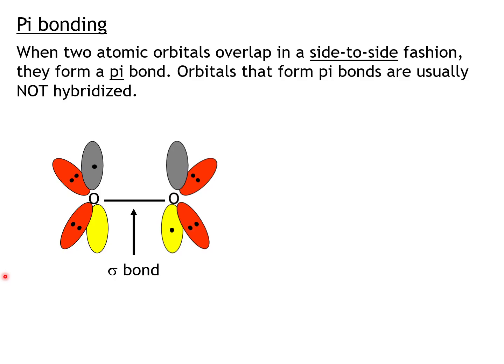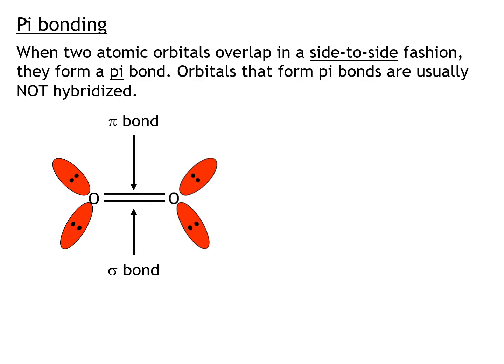They can't twist around to overlap end-on like that first sigma bond did. So instead, they're going to have to overlap in a side-to-side fashion. My artistic abilities aren't really up for this because now it looks like we got two bonds. We really only have one because we have one electron down here and one electron up in the top one. So I'm going to show it with the second stick. The first stick that you make when you're drawing these Lewis structures is always going to be a sigma bond. You have to have a sigma bond before you can form a pi bond. Any additional bonds you form are going to be pi bonds.